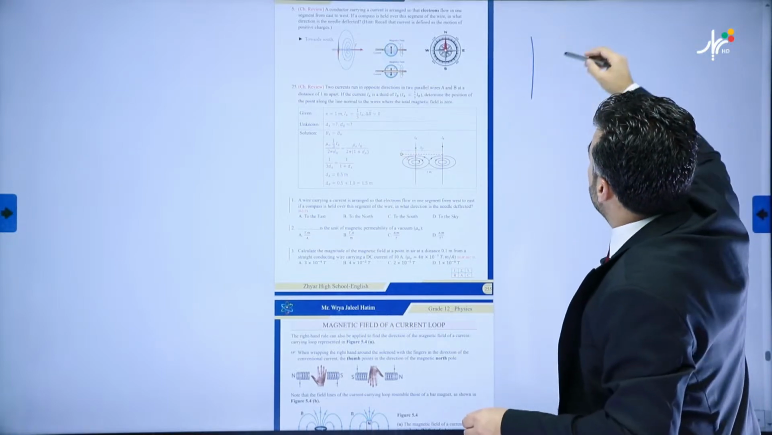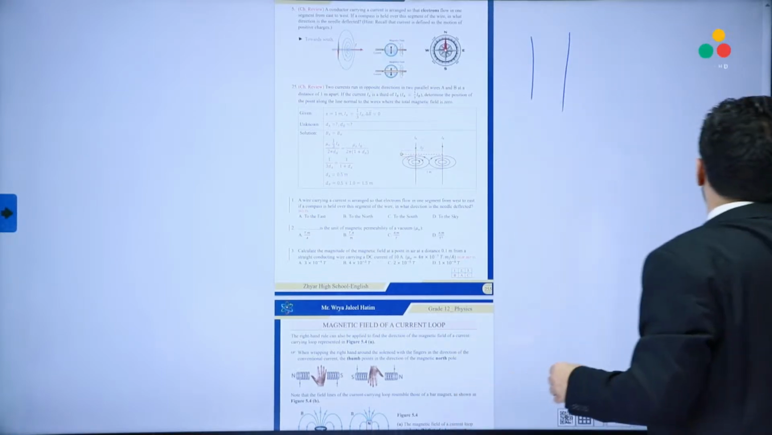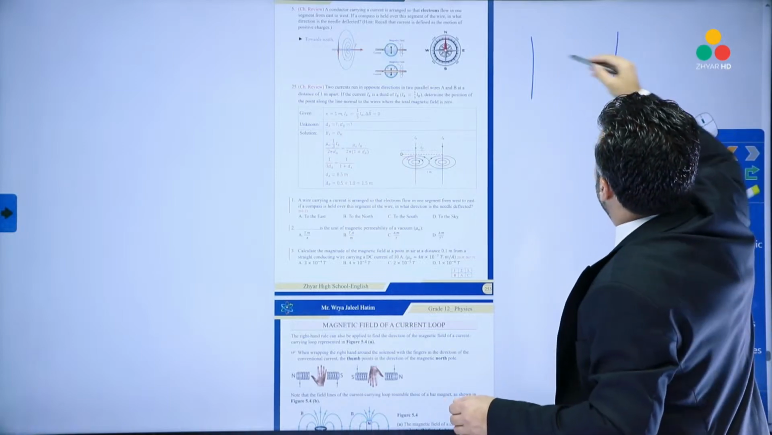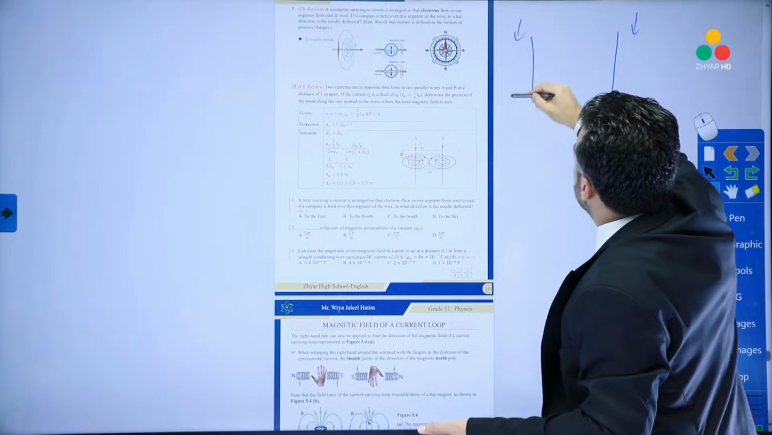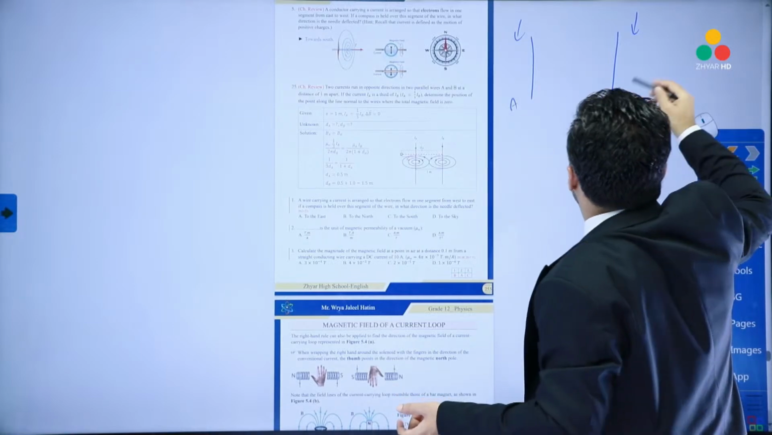So here's one of the wires, and this is the other wire. Let's separate them a little bit. That is one of the wires. The direction of the current, let's say it is downward here. The second wire, it is downward as well. This is A and this is B as well.